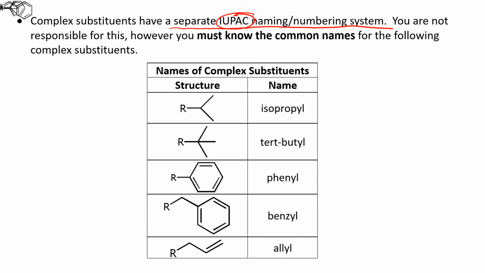However, you must know the common names for the following: the isopropyl group, the tert-butyl, the phenyl, the benzyl, and the allyl. Now, these are not the only complex substituents. There are dozens of complex substituents with common names and IUPAC names. But these are the common ones that we're going to see most often. So these are the ones that I need you to know. There's 1, 2, 3, 4, 5 of these. And you know the common name only for these substituents.